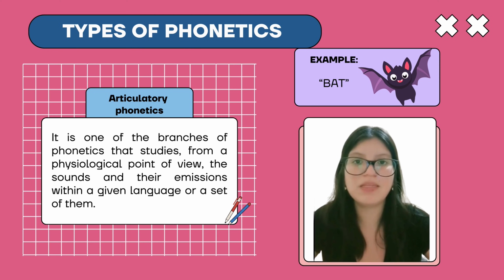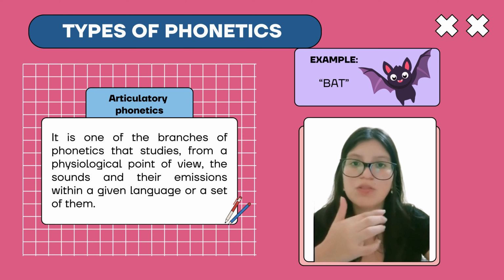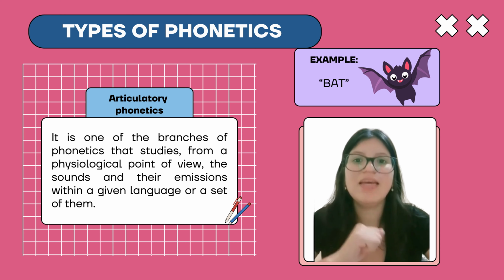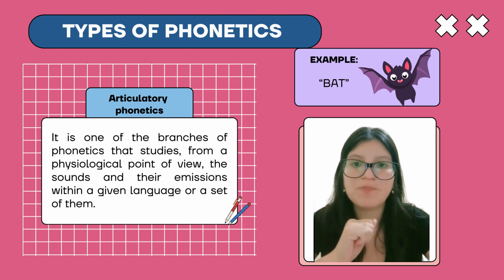Branches of phonetics. Number 1. Articulatory phonetics. The study of how people use their speech organs to produce speech sounds. For example, the sound p in the word pack. Your lips close. Pack. Your teeth don't touch but stay apart.